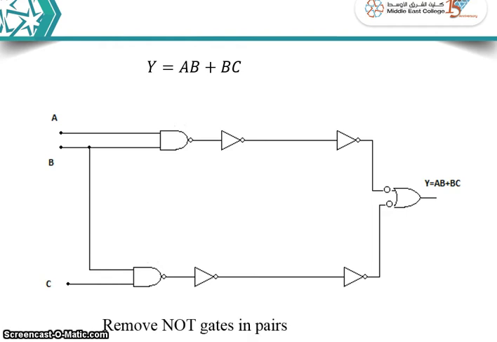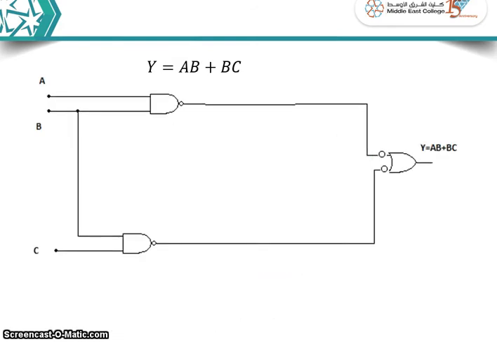The next step, we have to remove wherever we have NOT gates in pairs. So have a look at the implementation. In the first part there are 2 NOT gates in a pair, and similarly in the second part there is another pair of NOT gates. So wherever we have NOT gates in pairs, we can remove them, and the redrawn diagram will look like this. So the 2 NOT gate pairs are removed.